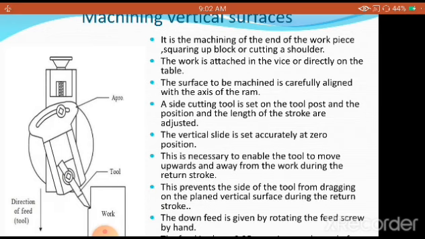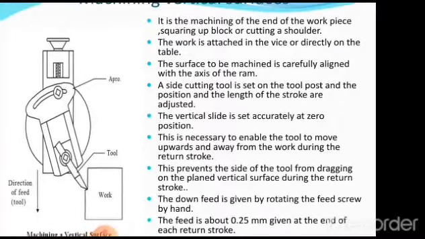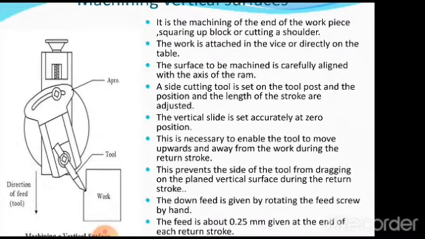A side cutting tool is set on the tool post and the position and the length of the stroke are adjusted. The vertical slide is set accurately at 0 position. This is necessary to enable the tool to move upwards and away from the work during the return stroke. This is very, very important. The tool has to move away from the workpiece as it returns. This prevents the side of the tool dragging on the planed vertical surface during the return stroke.